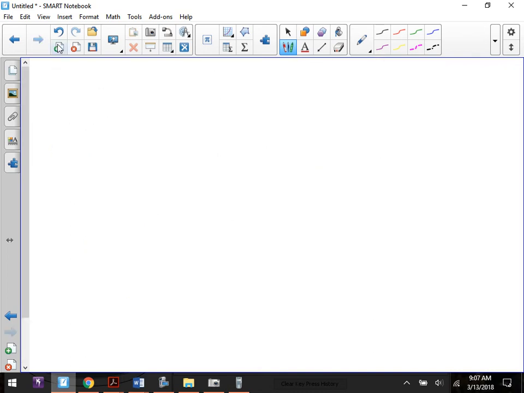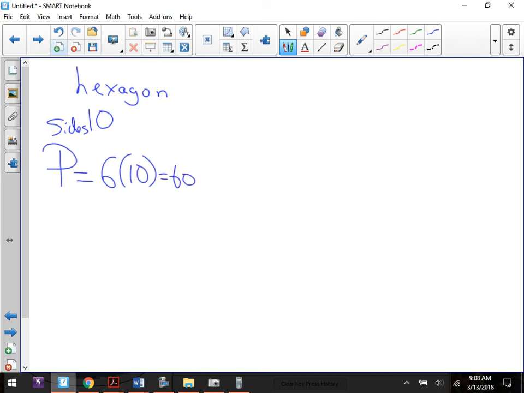Let's say we have a hexagon with side lengths of 10. So if we have a hexagon, side lengths of 10, how many sides is a hexagon? 6. So if I have sides of 10, right off the bat I know my perimeter is going to be 6 times 10, which is 60. That's easy enough to figure out.